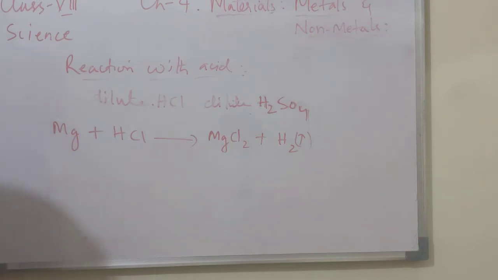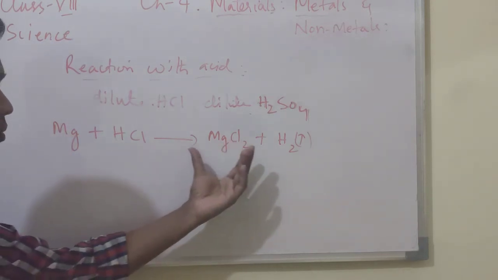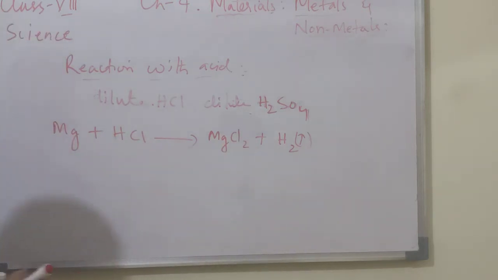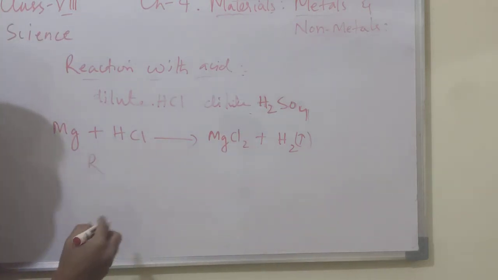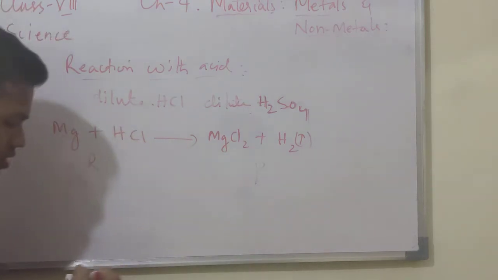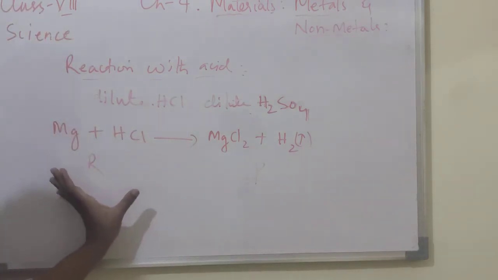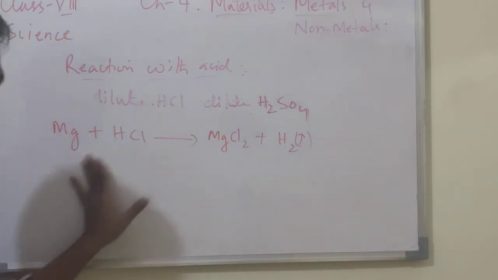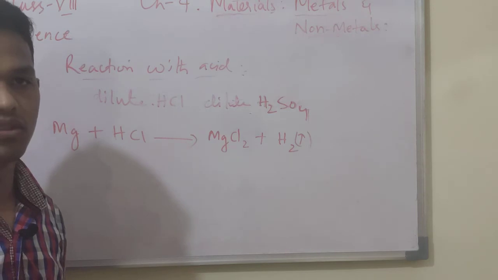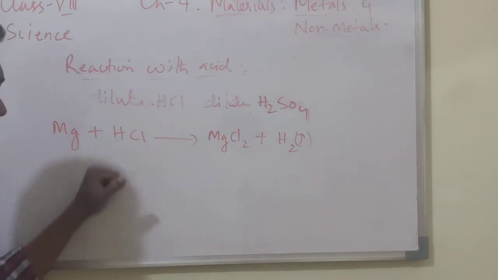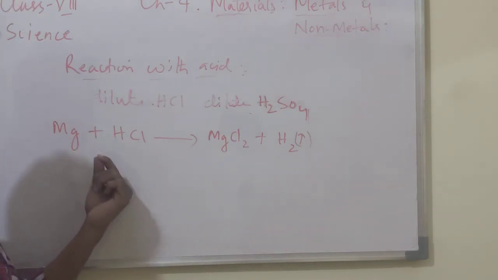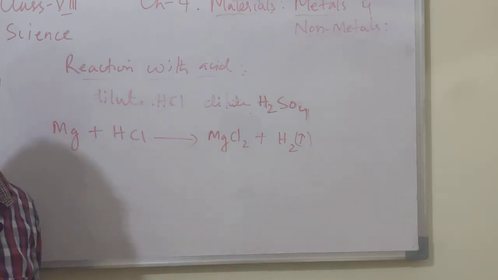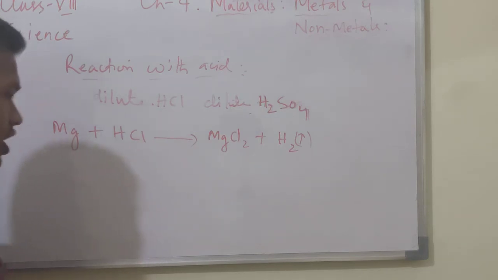Because according to the law of conservation of mass, there should be equal atoms on both the left and right hand side. The left hand side is always called the reactant. The right hand side is called the product. So product and reactant must be equal in mass. Any compounds or elements combined together, the mass will never change.